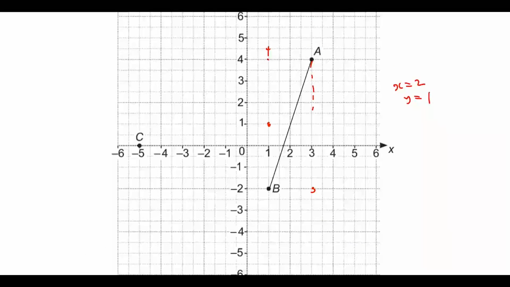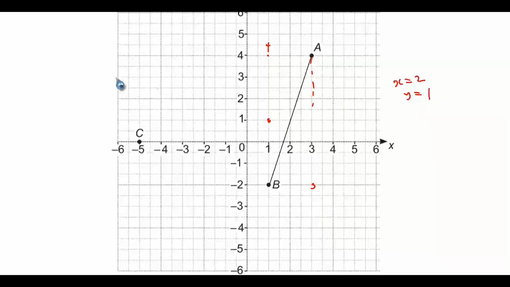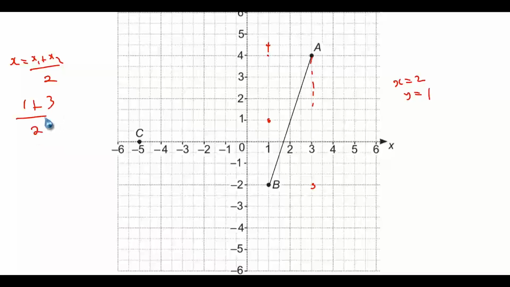So this is one approach. Another approach is to make use of the formula method, that is x will be equals to x1 plus x2 divided by 2. In this case x1 is 1, plus x2 is 3. So if you divide the sum of this by 2, you still get x to be equals to 2.